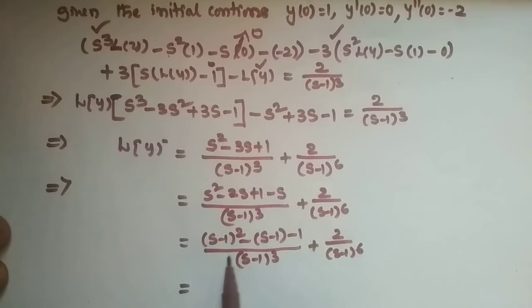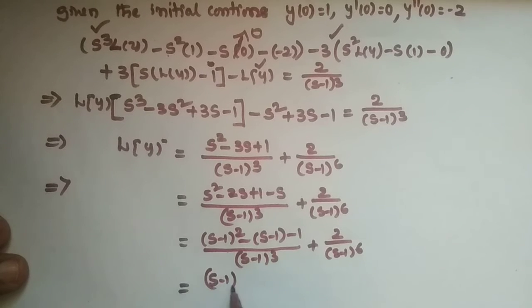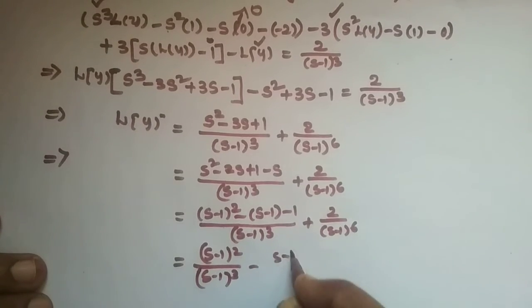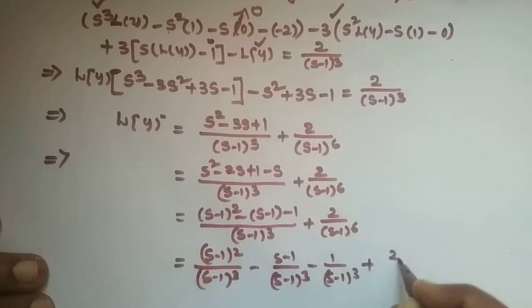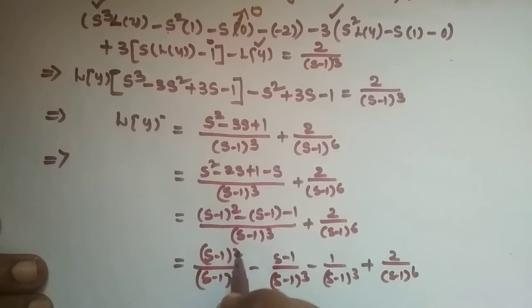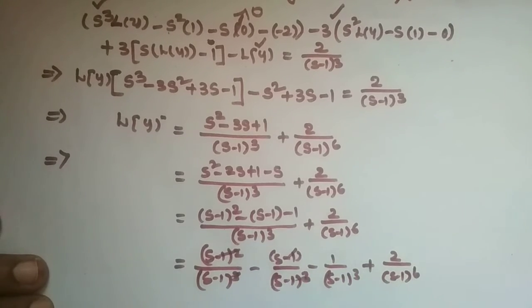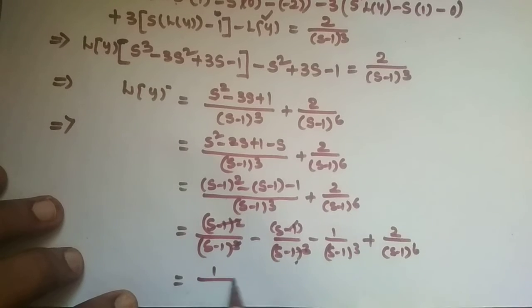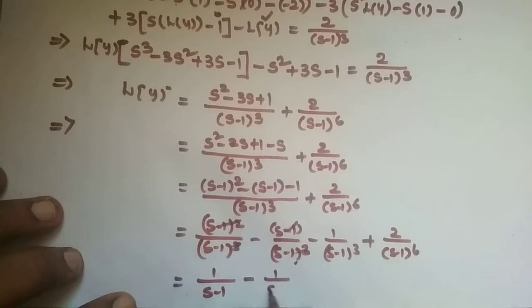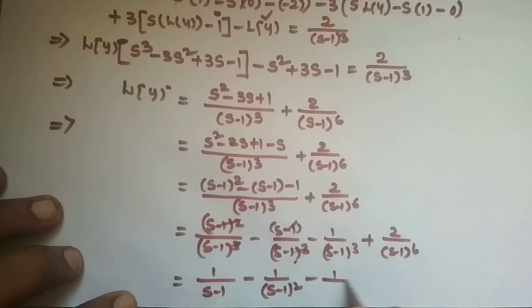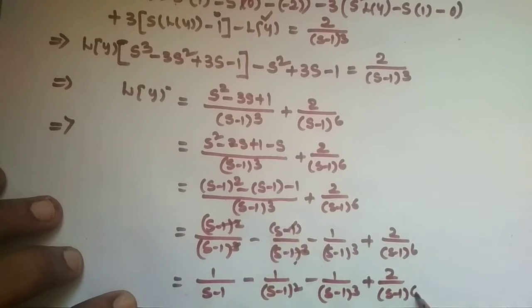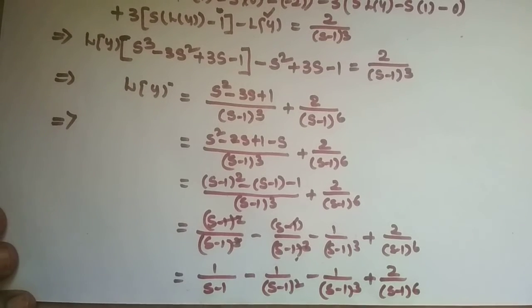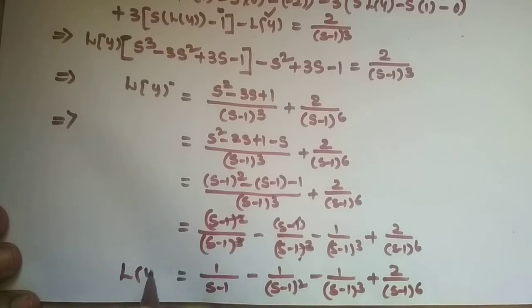Which is equal to, simplify this one: (s minus 1) whole square by (s minus 1) whole to the power of 3, minus (s minus 1) by (s minus 1) whole to the power of 3, minus 1 by (s minus 1) whole to the power of 3, plus 2 by (s minus 1) whole to the power of 6. Simplify this one, 2 times cancelled. This is 1 time cancelled. The simplified one is 1 by (s minus 1) minus 1 by (s minus 1) whole square minus 1 by (s minus 1) whole cube plus 2 by (s minus 1) whole to the power of 6. This is the simplified function in terms of s. This is L of y, simplified.